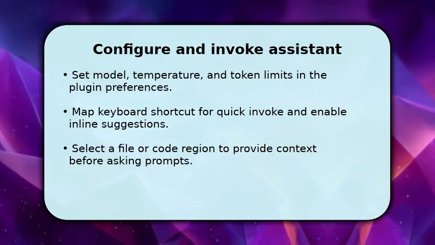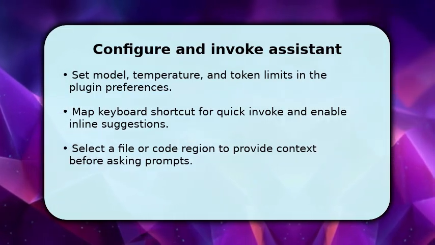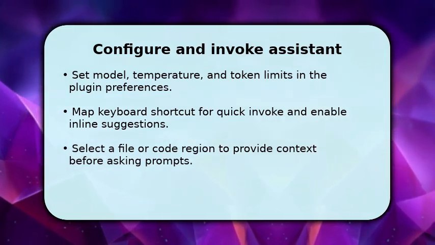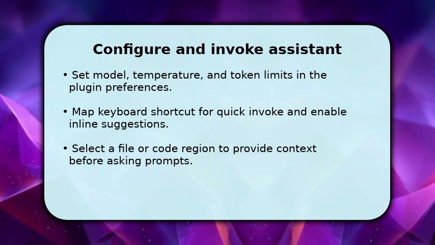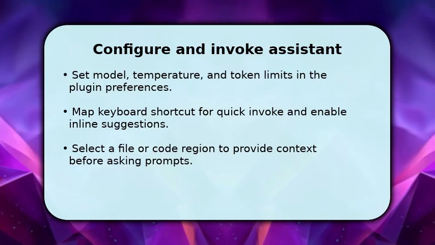When you want help, select the file or highlight the relevant code block to give the assistant context, then trigger the shortcut and send a concise prompt. This ensures responses are focused on the exact function or test you care about.